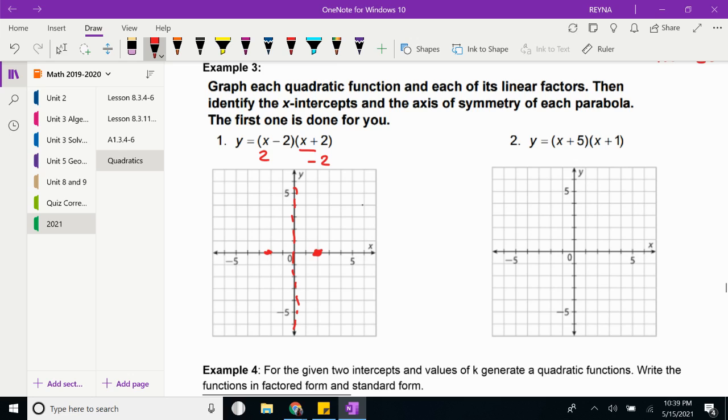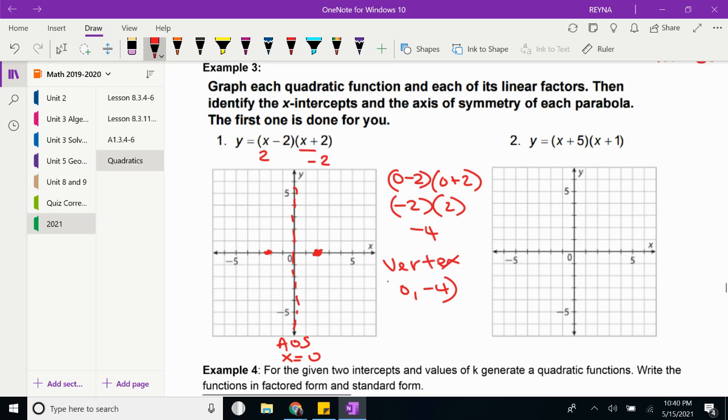Okay, and then I could solve for my vertex by just plugging in 0, because I know my vertex has to be on my axis of symmetry. And my axis of symmetry is at 0. Okay, so 0 minus 2 and 0 plus 2. So that's negative 2 and positive 2, which is negative 4. So my vertex is at 0 comma negative 4. I got my points. I'm good to go.